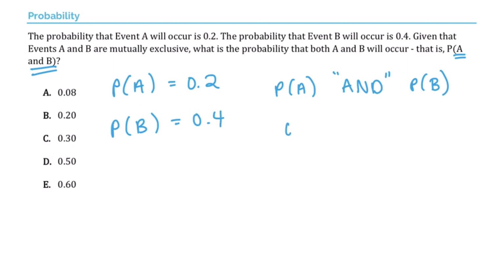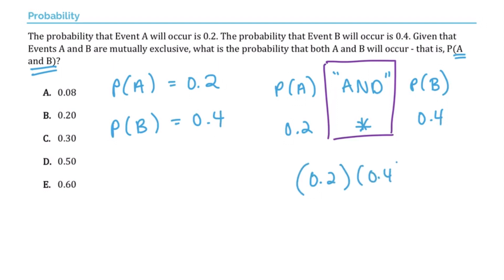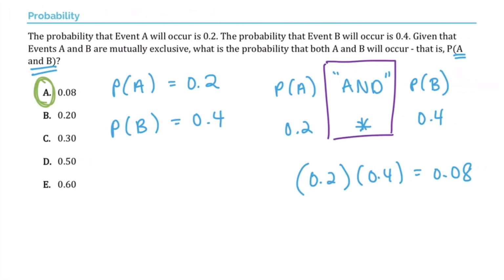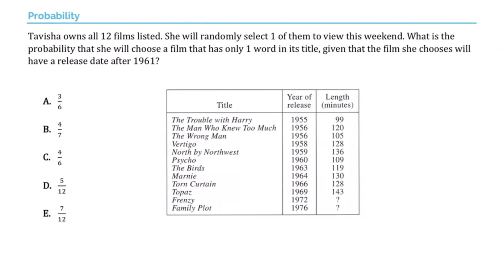Well, probability of event A was 0.2. Probability of event B was 0.4. And as we reviewed earlier, when you see an and, that is the same thing as multiply. So to solve this question, all I have to do is 0.2 times 0.4, which is 0.08. And my correct answer is A. So again, just to make sure you understand before we move on, when you see an or, we turn that into a plus sign with probability. When we saw an and, we turn that into a multiply.